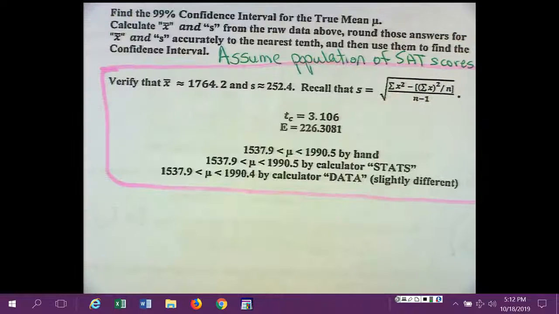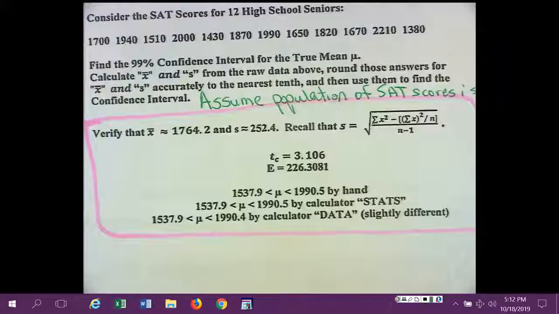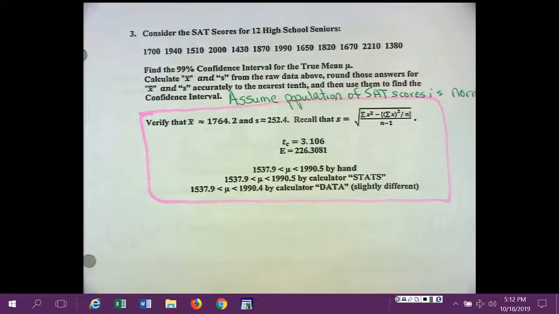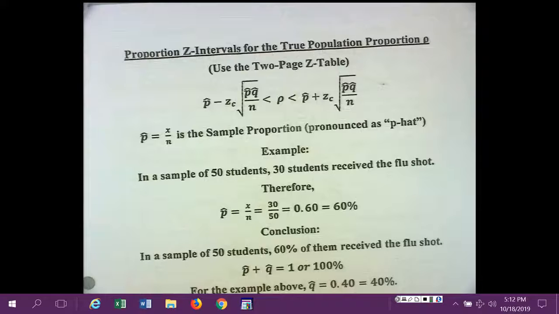And that is the conclusion of problem number 3. That also includes any T interval problems that I would like to show you in terms of lecture. The next page or next lecture will be concerning proportion Z intervals for true population proportion.